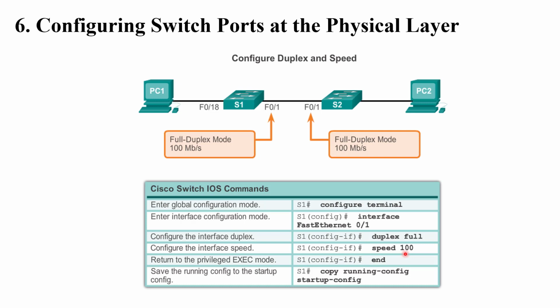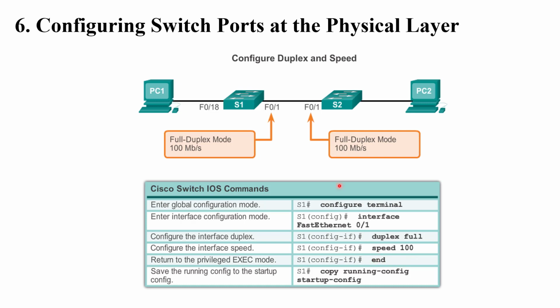So two things I have done. I'm entering the interface FastEthernet 0/1, making this full duplex with duplex full. Then speed, I'm converting this into 100. What does 100 mean? 100 stands for megabits per second. Then the next one, I'm just going to exit. Now I'm going to use the command copy running-config startup-config. This command is going to save this particular configuration. I'm just saving this configuration.